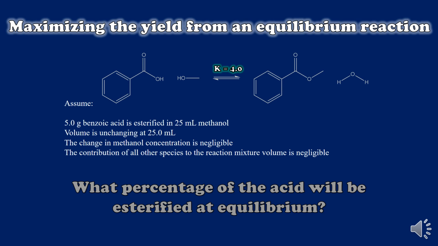Here we are again on the back of the envelope, looking at our reaction, benzoic acid and methanol to form methyl benzoate and water. Making a few basic assumptions, such as volumes and densities are unchanging, and contributions from other species are negligible. Let's just assume the reaction takes place perfectly. What percentage of that acid do I expect to be esterified at equilibrium if, instead of using 1 molar methanol, I use pure methanol?